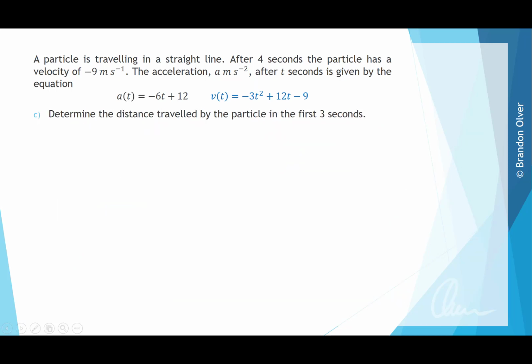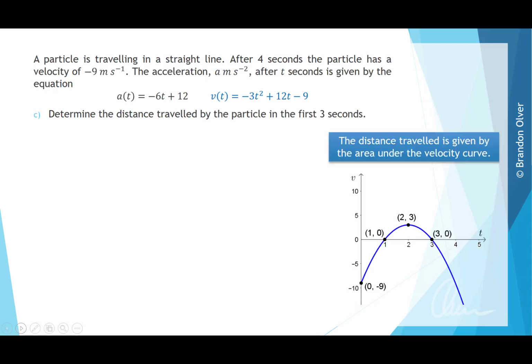For part C, we're asked to determine the distance travelled by the particle in the first 3 seconds. So we need to remember that the distance travelled is given by the area under the velocity curve. That means that for this question, the distance is equal to this area here in red.